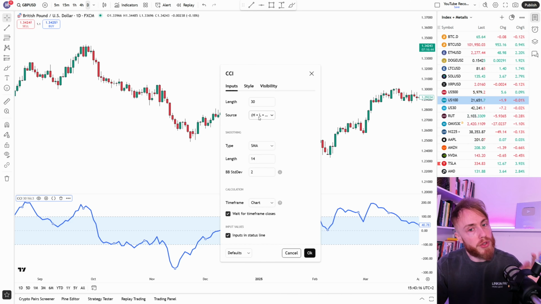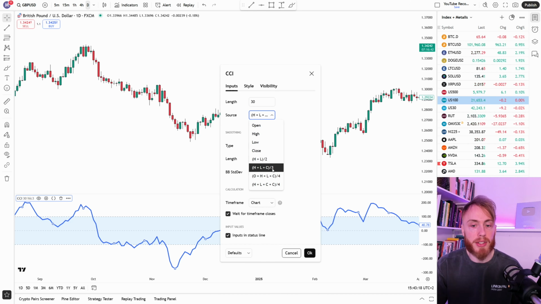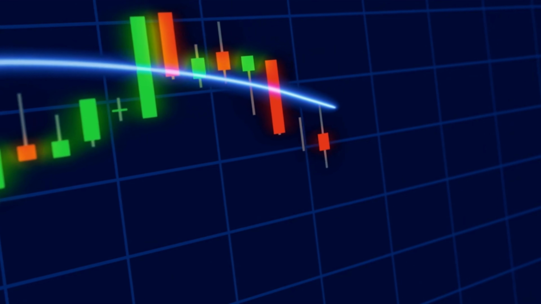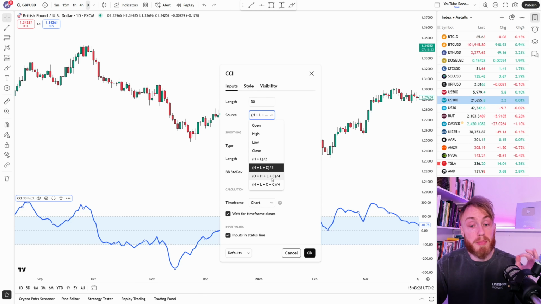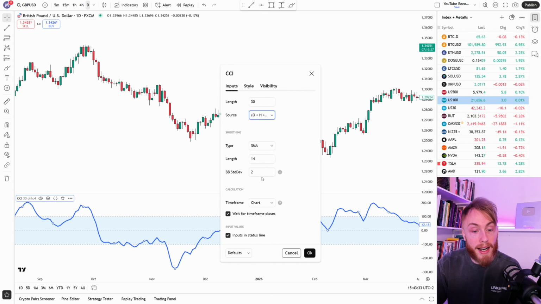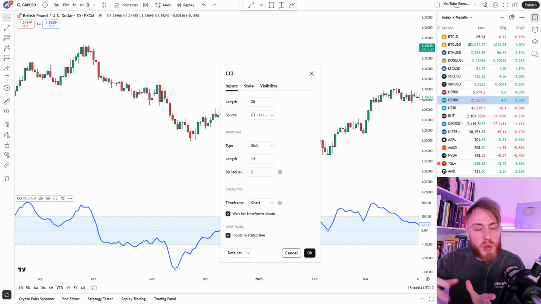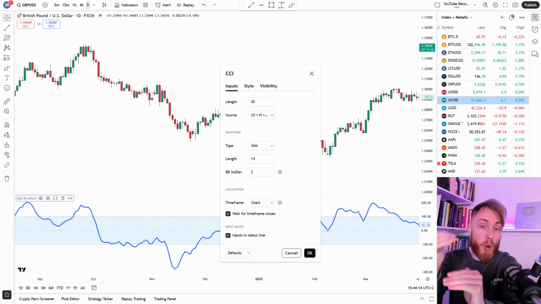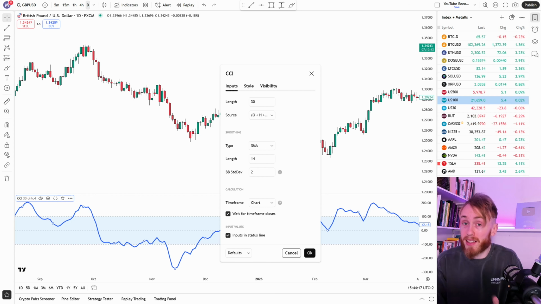And as for the source, this is also very interesting because the standard is high, low, close 3. It means that the indicator uses the high, the low, and the close of the candle to make its calculations. But what many traders do, and this is a setting I actually like, is the open, high, low, close setting. If you choose this setting, you will smooth out some noise in the market, and you will also make it so that the indicator includes the whole candles in all its calculations. And this is something that many traders highly prefer.